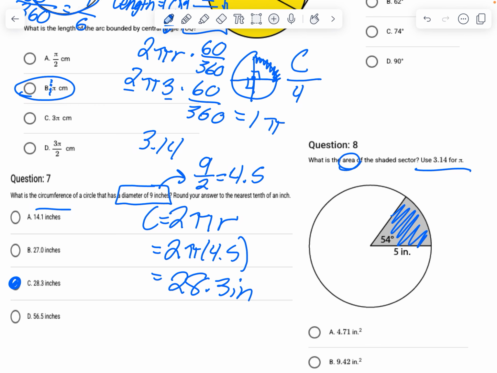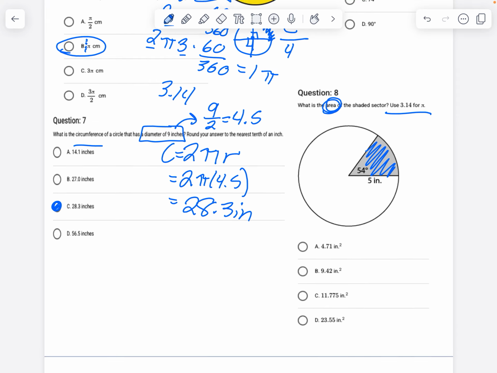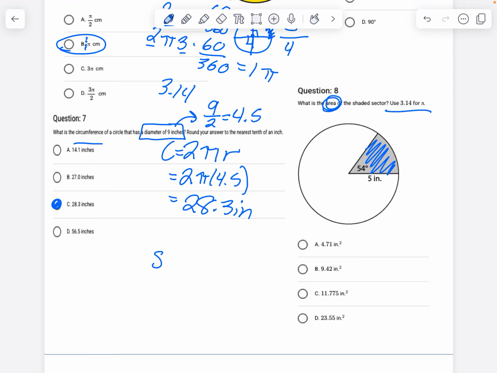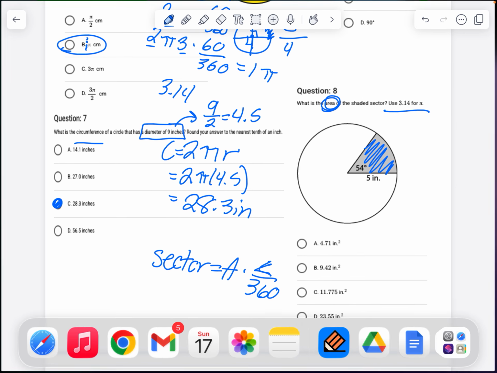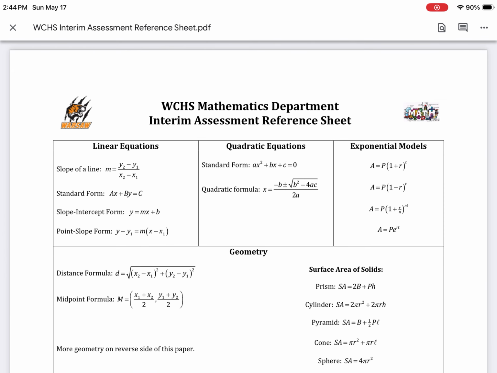Well, it tells us we've got to do area. It kind of tells us that in the equation. So instead of talking about the circumference times the fraction of the part I want, let's do the area. A sector is always the area of the circle times the section I want, which is the angle over 360. So for the area of a circle, we go back to that reference sheet.